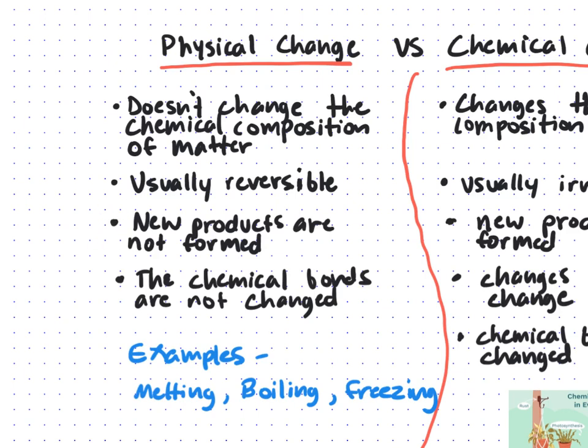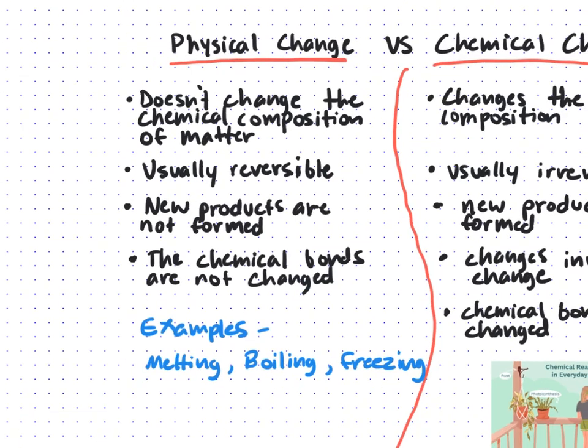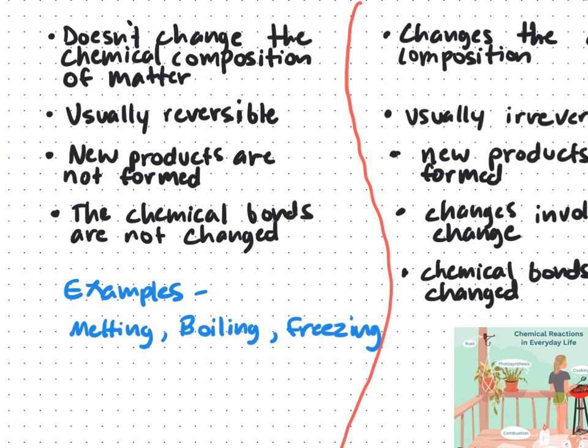New products are not formed, and as we'll learn, products are what comes as a result of a chemical reaction, and as a result the chemical bonds are not changed. And so some examples of this are melting, boiling, freezing, where the state of matter is changing but the matter itself is not.